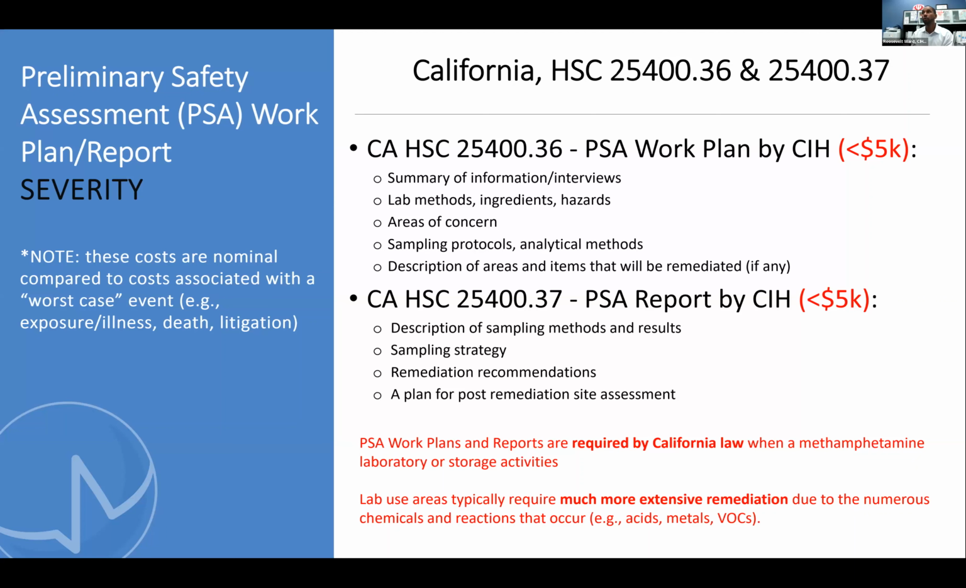So this is why it's important to have a CIH come in, because we're able to help determine the extent of contamination and help put together a very precise plan on how to remediate and abate these hazards and make sure that your risk going forward is as minimal as possible.